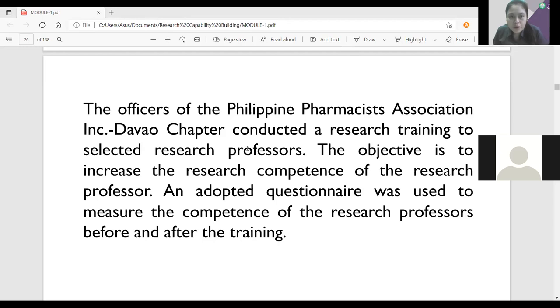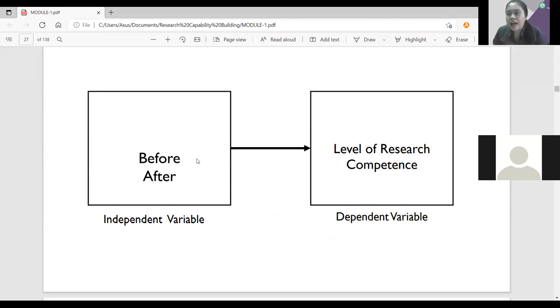Now, moving on with the example, again, we have here research training for research professors which aim to increase the level of their research competence. Now, they have here the adapted questionnaire which was used to measure the competence of the research professors before and after the training. So, meaning we have one set of participants, but we have two measurements. Their level of competence before the training and their level of competence after the training. So dalawang measurements ito. Kaya if we look at the conceptual framework, you have here the independent variable, which are the groupings of the scores before the training and after the training.